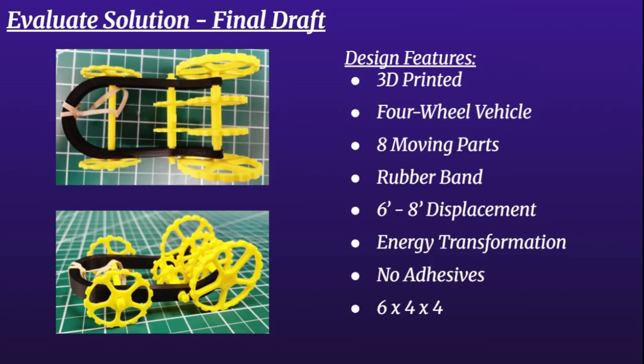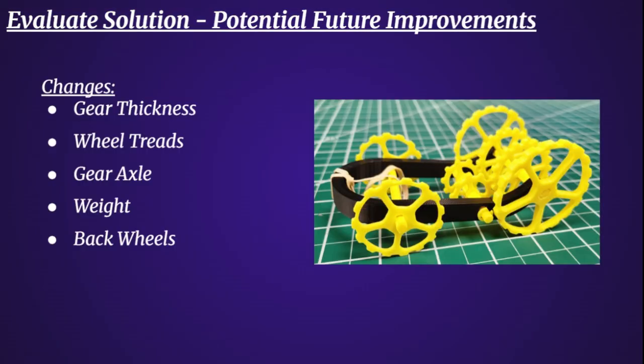Let's quickly overview my design before the evaluation. My design was to be fully 3D printed, met the 4-wheel requirement, contained 8 moving parts, 4 wheels and 4 gears, used a single rubber band, and was capable of traveling 6 to 8 inches. It used elastic potential energy to kinetic energy conversion, used zero adhesives, and was within the 6 by 4 by 4 size limit.